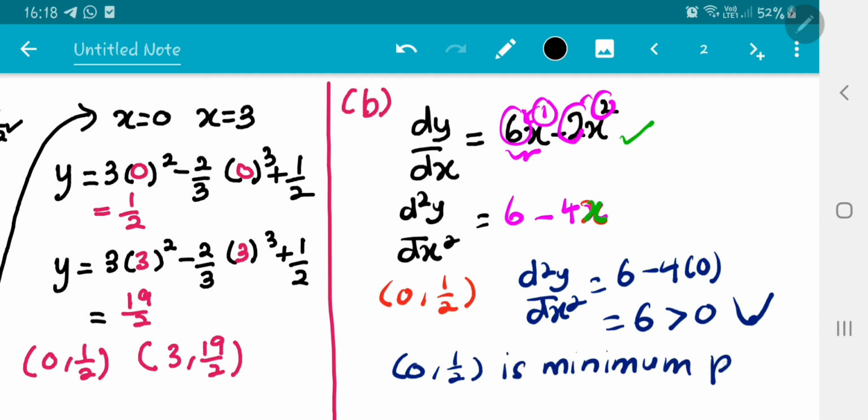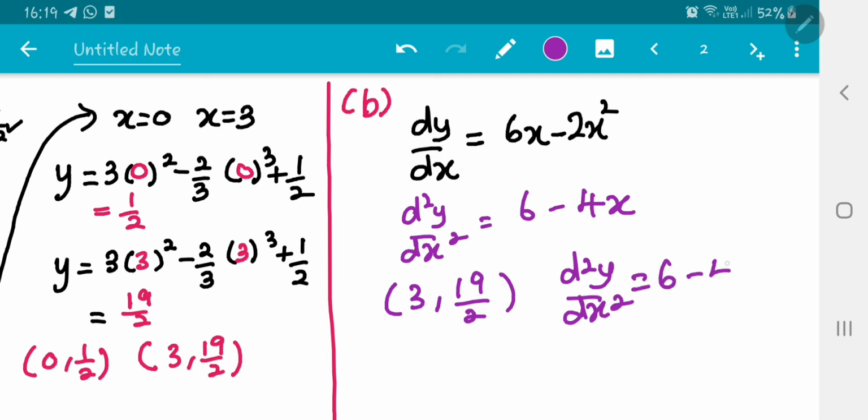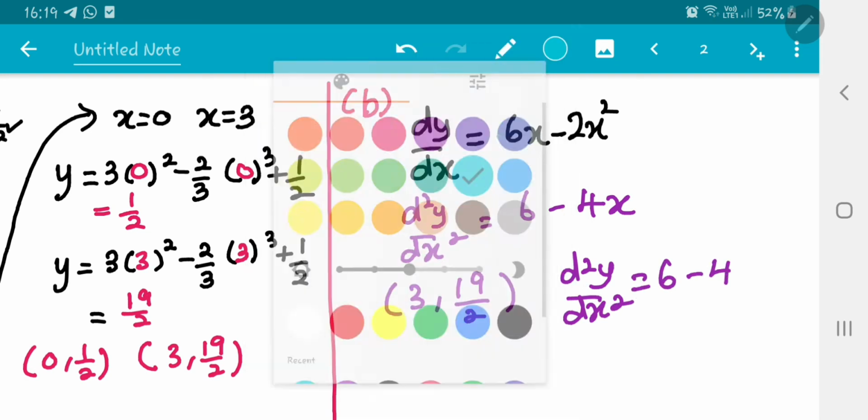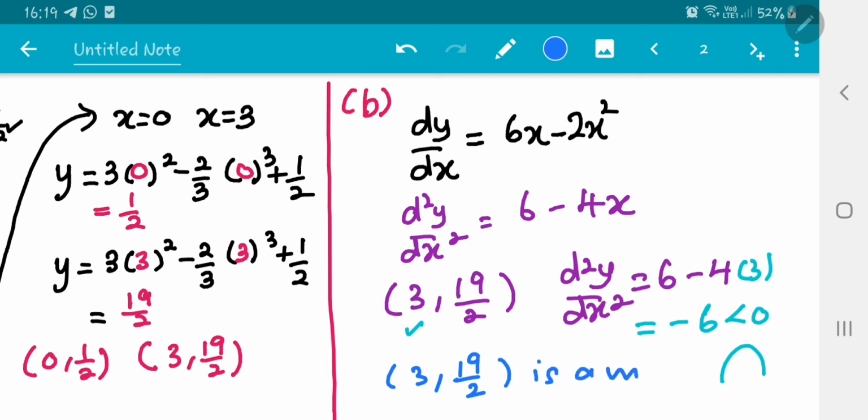Next, the next point is (3, 19/2). Once again, put in your second derivative function. Now your x is 3. So you akan dapat 6 minus 12, negative 6, less than 0, so maximum. So this point, (3, 19/2), is a maximum point.